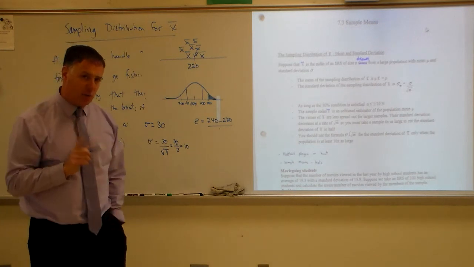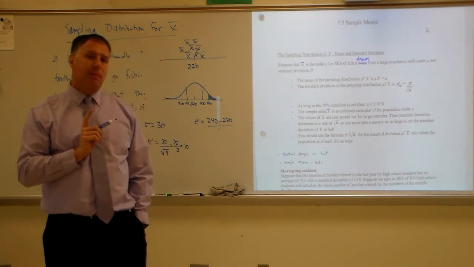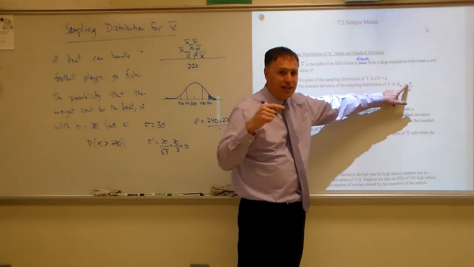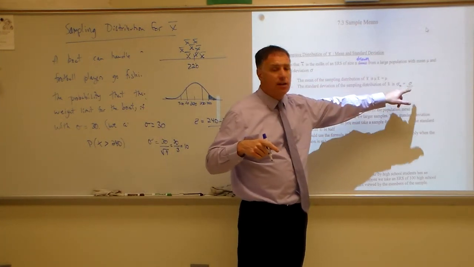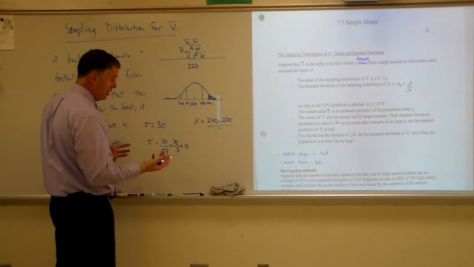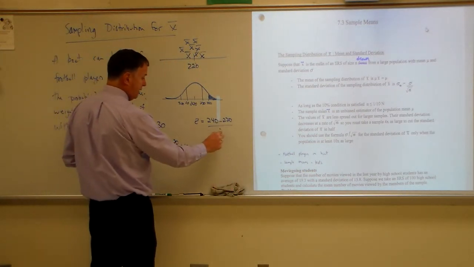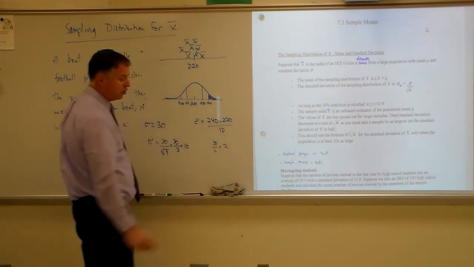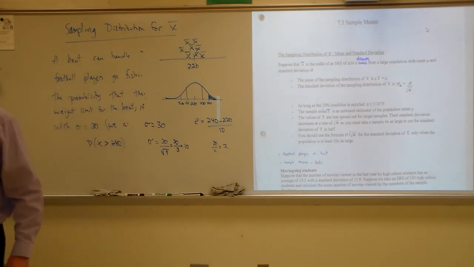The standard deviation that we use, again, is the population standard deviation, what they tell you for the entire population, divided by the square root of n. Okay? And our sample size here was 9, so this is going to be divided by 3. So it looks like I get 20 divided by 2. I get a z-score of 2.